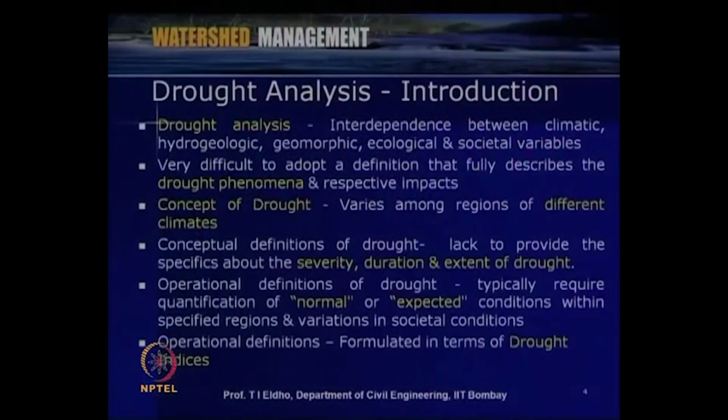So, we can have the operational definitions formulated in terms of drought indices. As I mentioned, one of the tools we generally use for drought analysis is the drought indices. These are formulated by considering various aspects like climatic aspects, hydrogeological aspects, geomorphic or ecological aspects. Like that we can have the drought analysis.